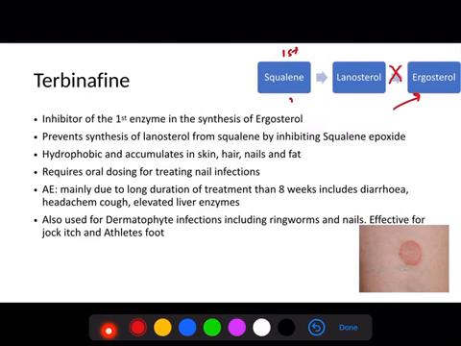It is hydrophobic and thereby it accumulates in skin, hair, nails, and fat. For nail infections, you would have to give terbinafine as an oral dosing.